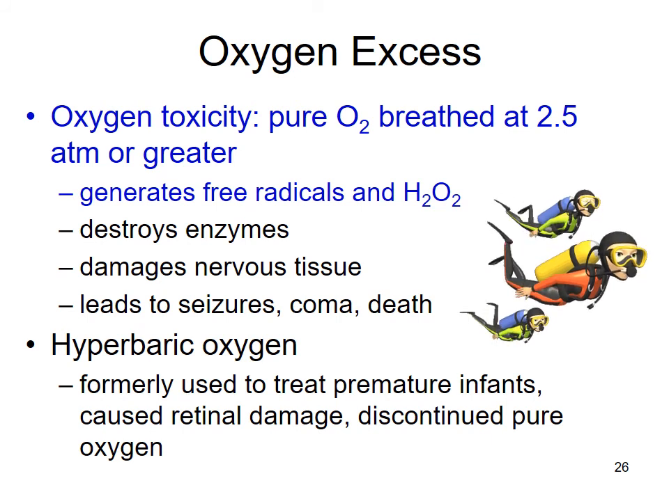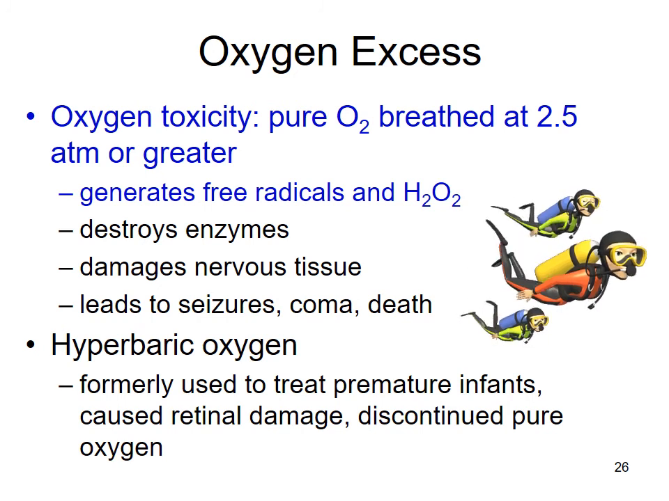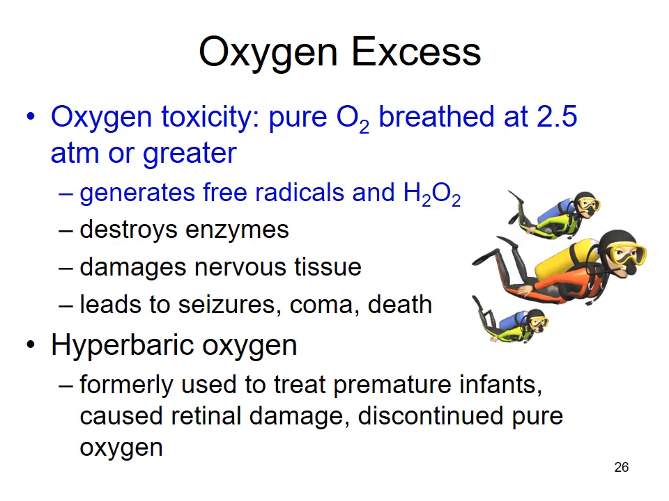And what they started noticing, especially in the premature infants, is that the babies later on would start to develop retinal damage and would report partial or complete blindness. And because of the research, they concluded that it was actually due to the high levels of oxygen that they were exposed to, generating the free radicals. This is one of the reasons why they no longer put pure oxygen in the hyperbaric chambers.